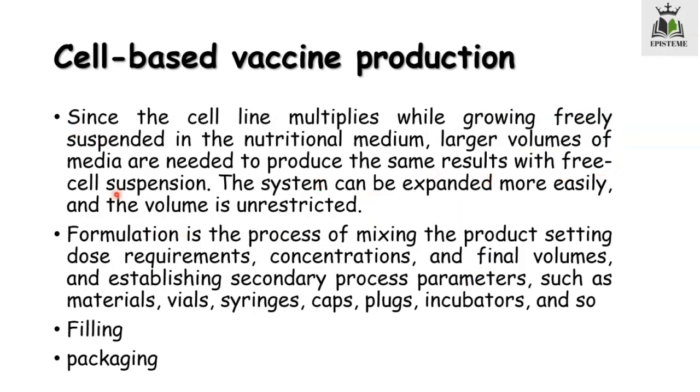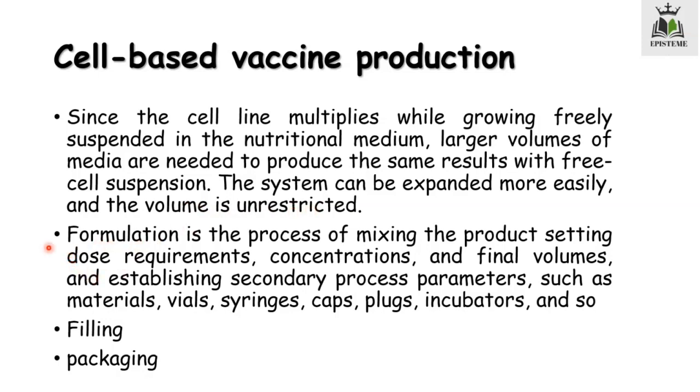Next, we have the free cell suspension cell culture, where the cells multiply freely in a nutrient media, and we don't need any carrier for this. The advantage of this type of system is that it can be expanded more easily, and the volume is also unrestricted. This is how we mass produce the cells or the virus.